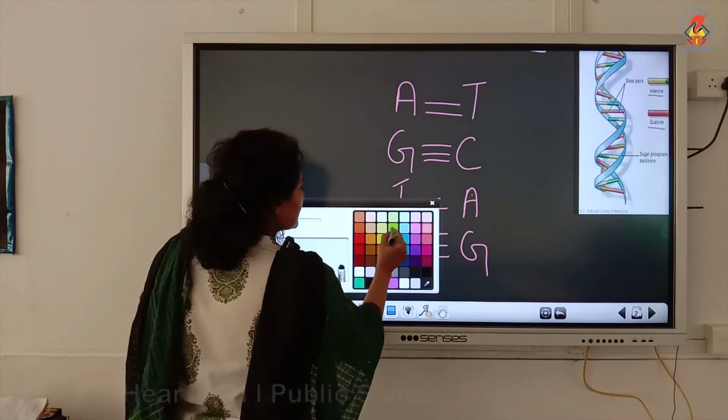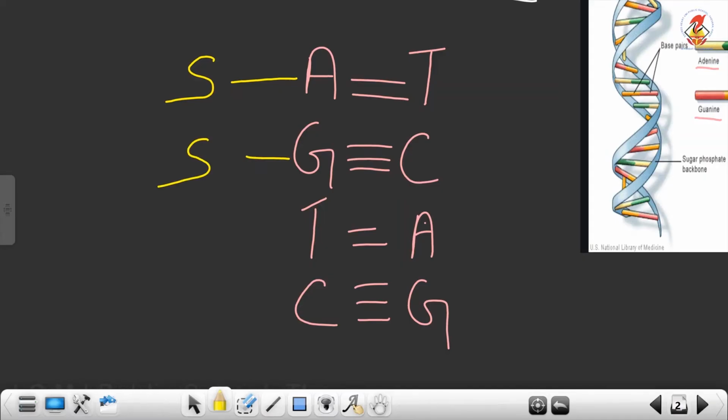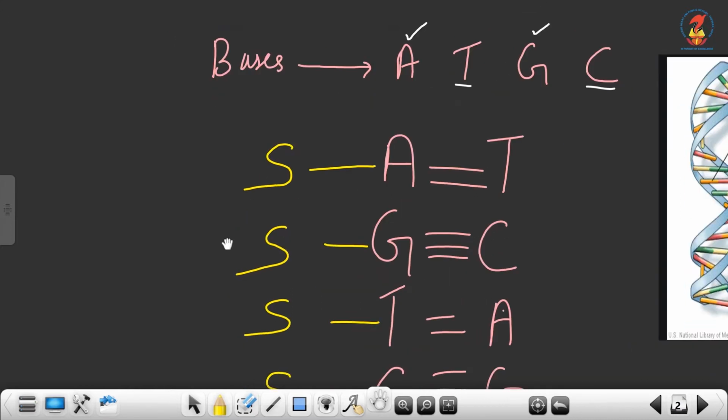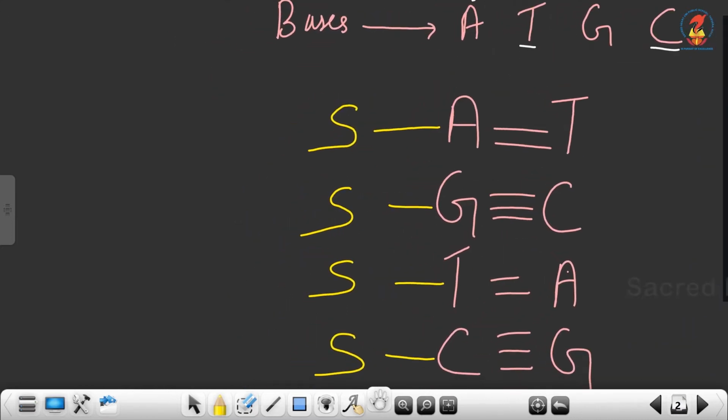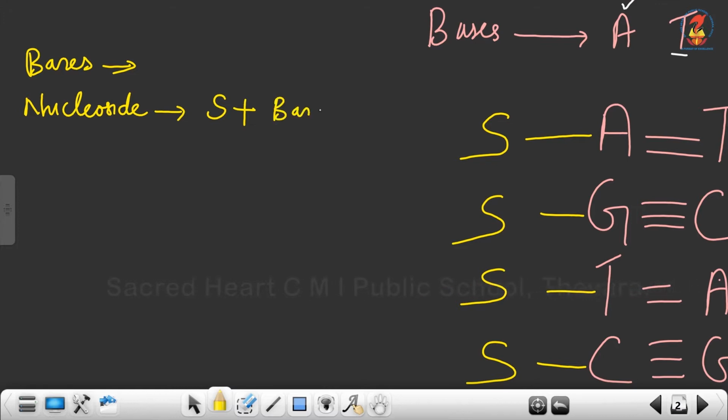Now the bases are connected to sugar. See, I am connecting all the bases with sugar, and the sugar in DNA is the deoxyribose sugar. Now this component is called nucleoside. So the next term we are learning is nucleoside. Nucleoside means sugar plus base.